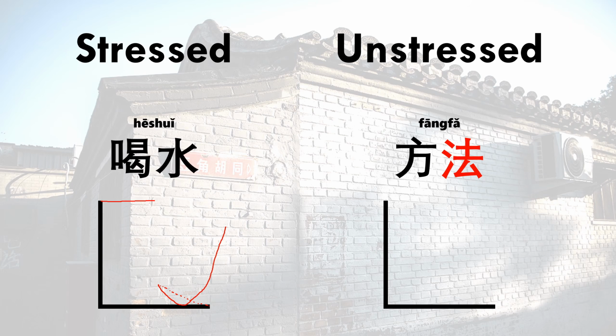Now compared to the unstressed version. Pronounced in isolation, the unstressed version does not rise up again. It's actually quite similar to the 水 when you have stuff after it, except that it's a little bit shorter. So, 方法. I'm not saying 方法 or 方法. It's 方法. It's a little bit shorter. 喝水, 方法. And then 喝水 without coming up, and 方法.